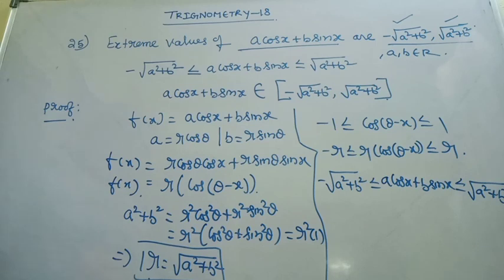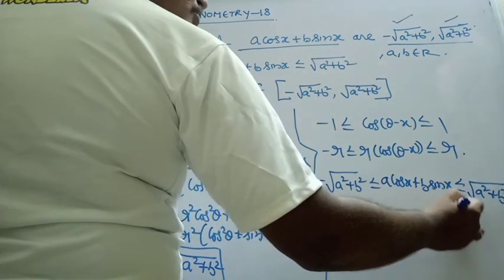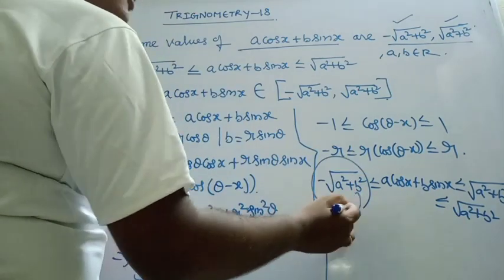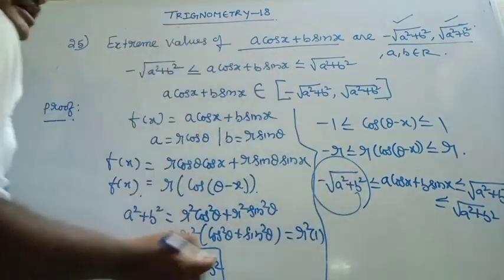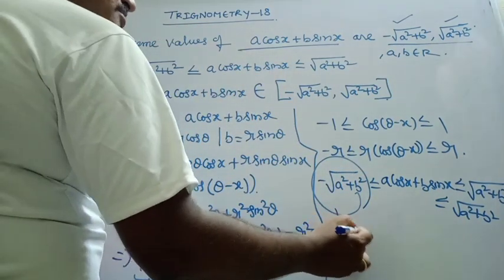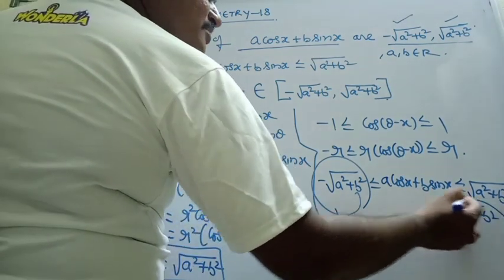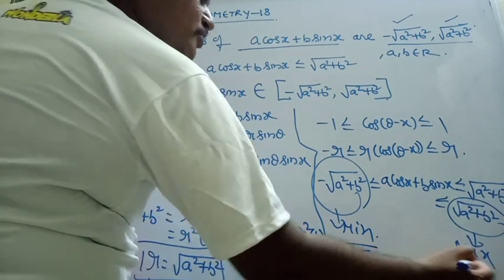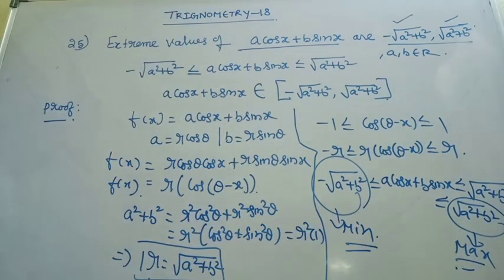Lesser than or equal to root over a square plus b square. That means the minimum value, the extreme values they ask you to find. Therefore, this is the minimum value, and this is the maximum value we have got, my dear students, like this, right? Wonderful result. Based on this, we are having a very beautiful problem, which we are going to discuss now.